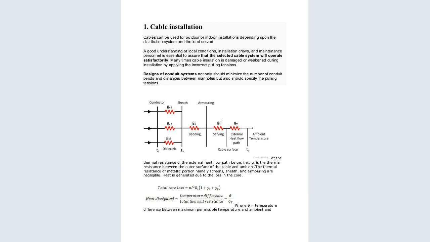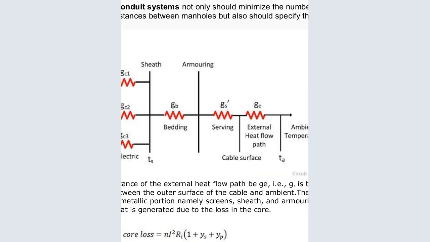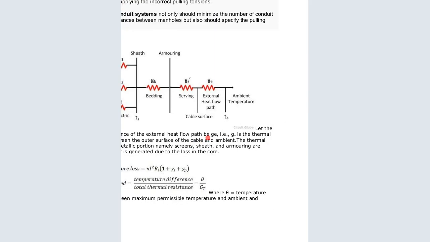So the designing of the conduit system not only should minimize the number of conduit bends and distance between the manholes, but also should specify the pulling tension. Sometimes when a cable is being pulled, it can affect the resistance. So you can see the conductor is there, the sheath, the armoring. All these are some of the strenuous things. The conductor is affected by the electric stress, the sheath can be affected by the bending, and the armoring can be affected by the cable surface.